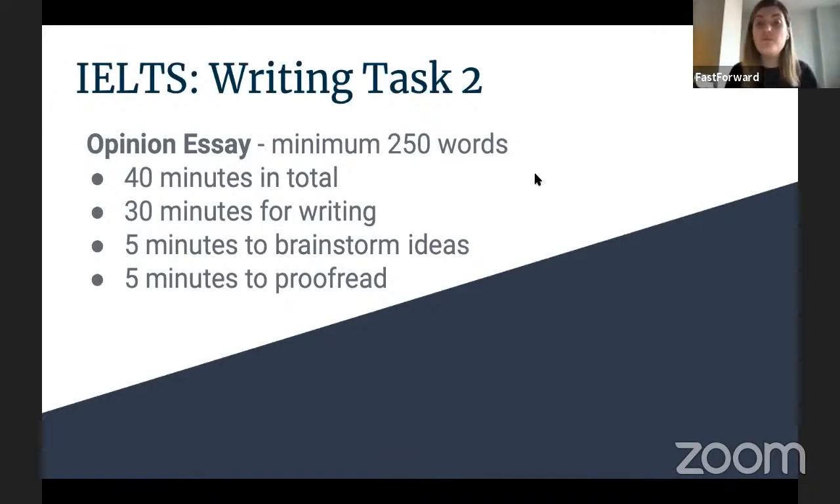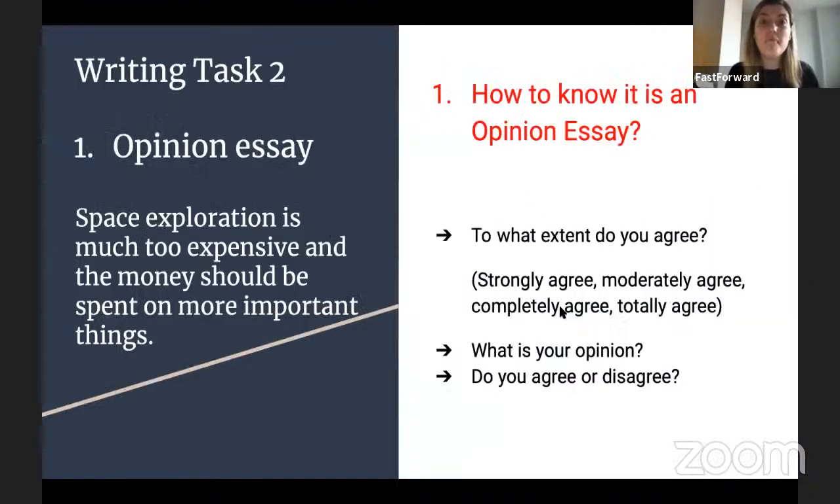Now let's move on to the next part of my PowerPoint. As I already mentioned, there are different types of writing task 2 in the IELTS test. Today in particular, we will discuss how to identify and how to write an opinion essay. So what is an opinion essay? First of all, let's say that the way your prompt is going to be arranged is this.